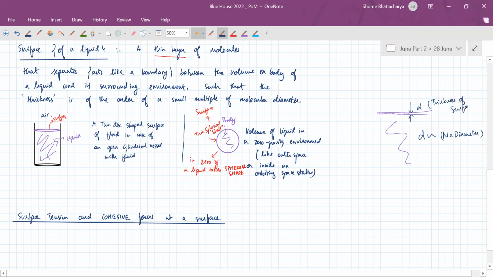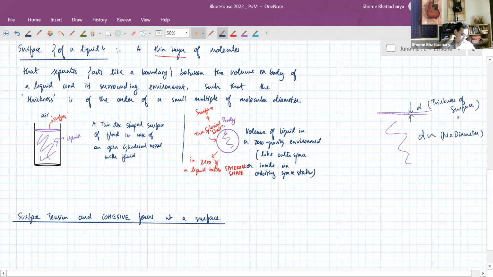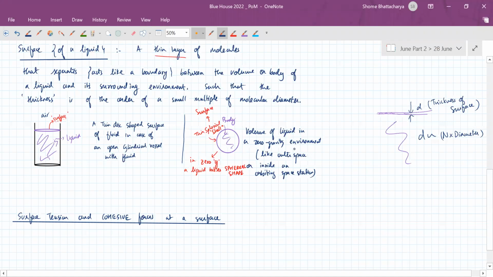So each liquid will differ, right? Sorry, come again. Through material property, what does surface mean? Yes, surface tension is a material property. Yes.